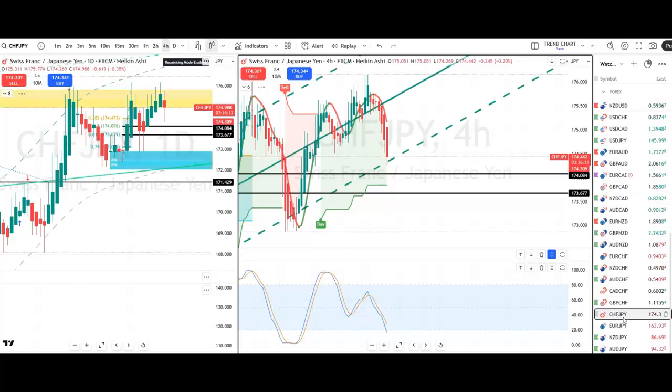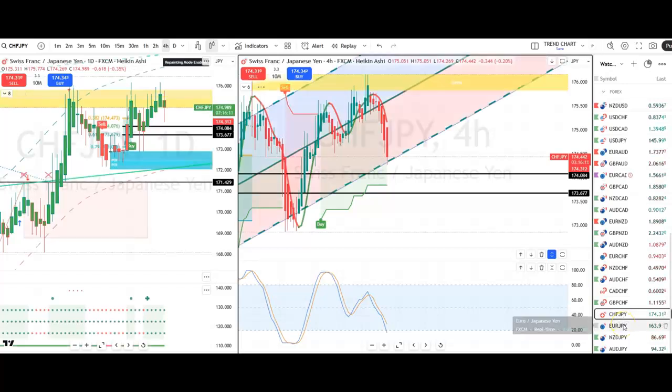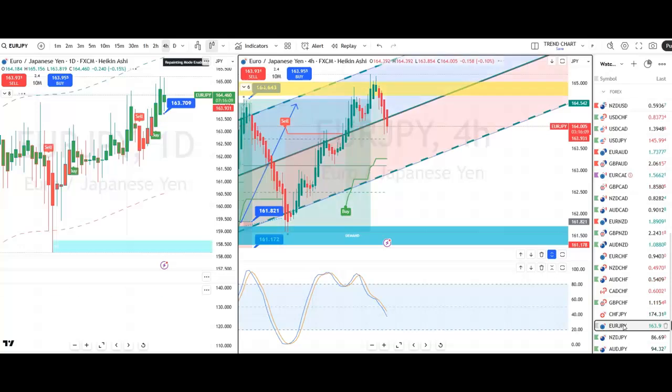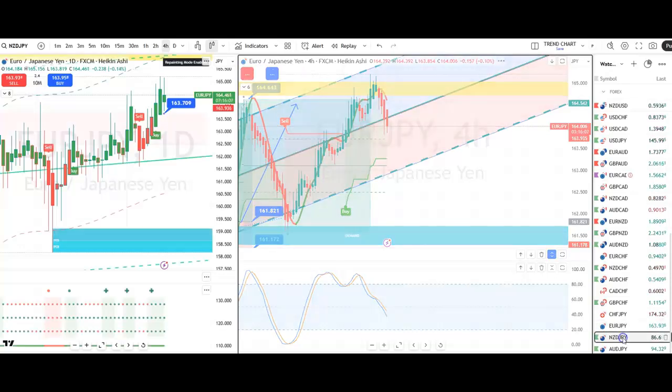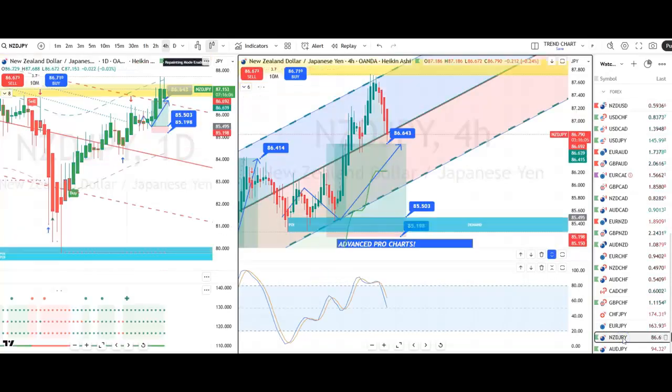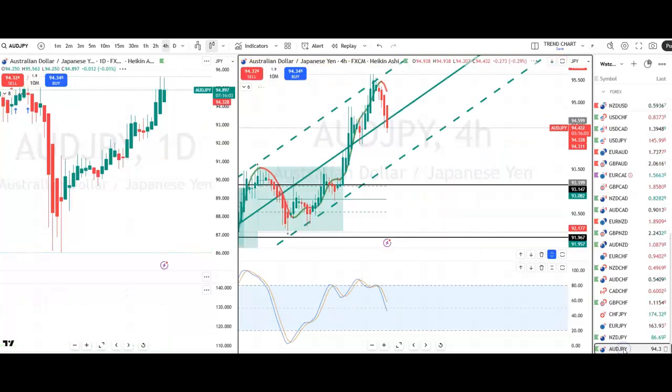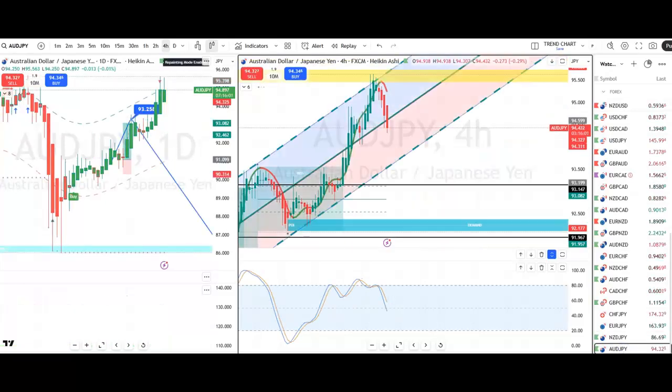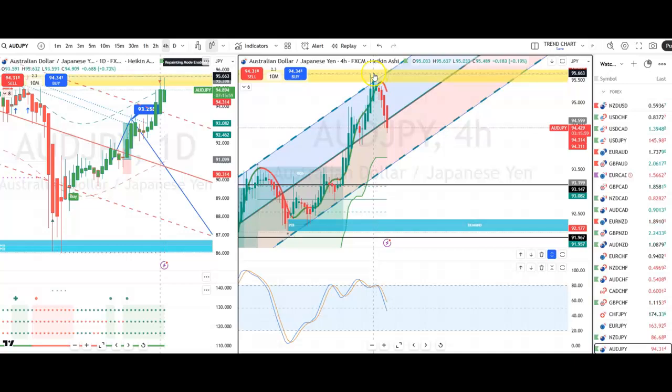On to the yens. These are looking lovely. I'm waiting for a pullback on all of these. Look at this. See how they're pulling back now, which is exactly what we expected. You could argue we could have sold it on supply. I don't know. It's against the trend.